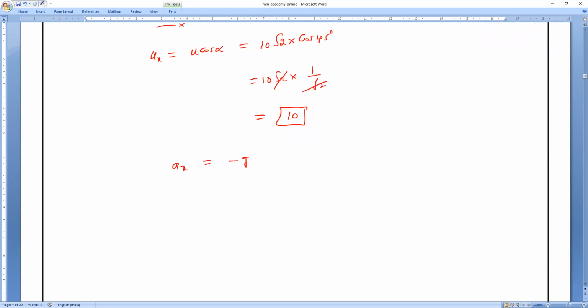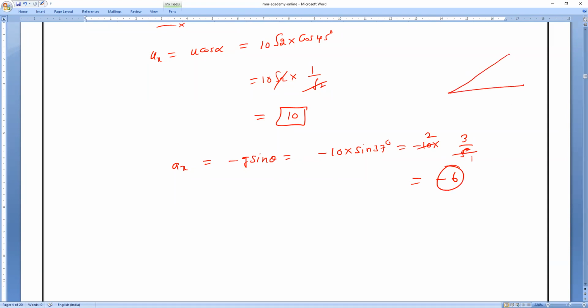Next, acceleration is minus g sin theta, which is minus 10 into sin theta. Here theta is 37, so sin 37 is 3 by 5. Two fives are ten, so 10 into 3 by 5 gives minus 6. Do you all know how this 3 by 5 came?